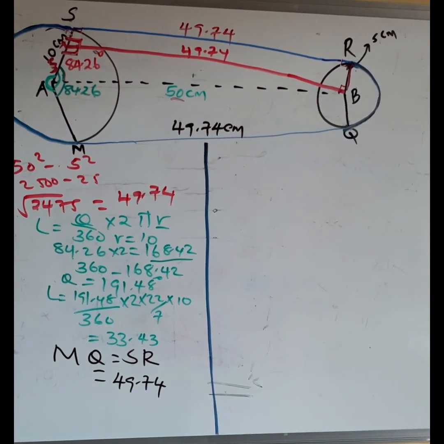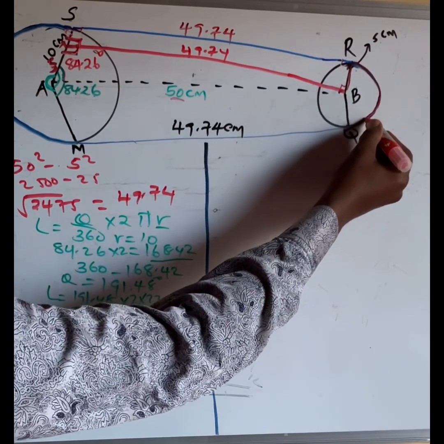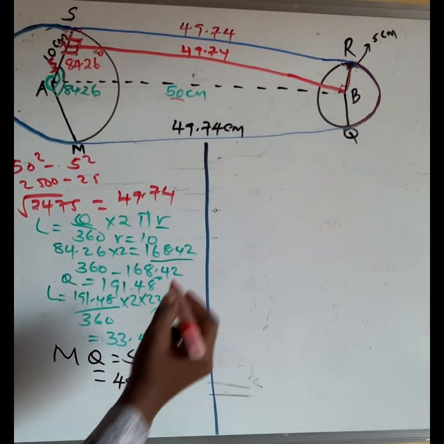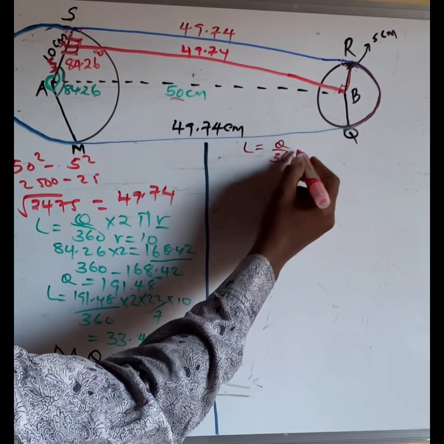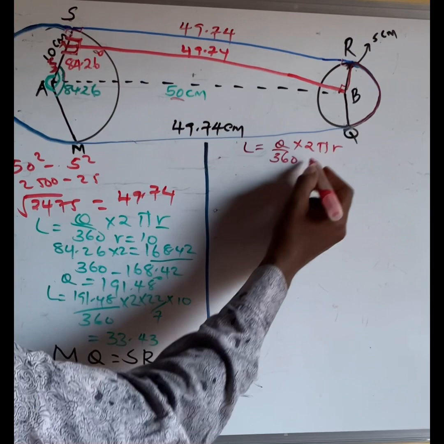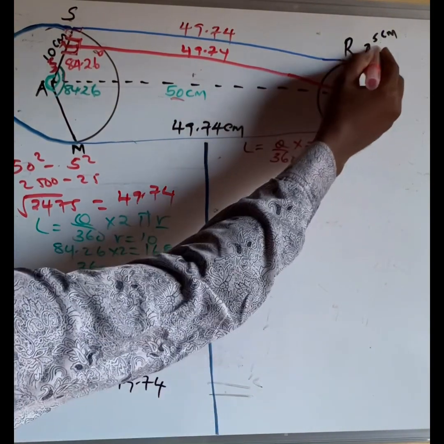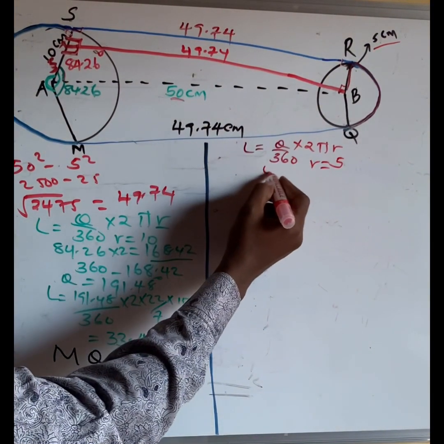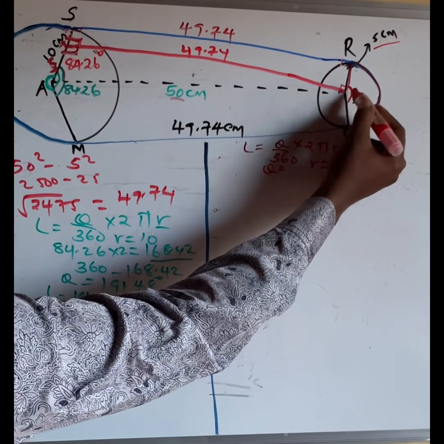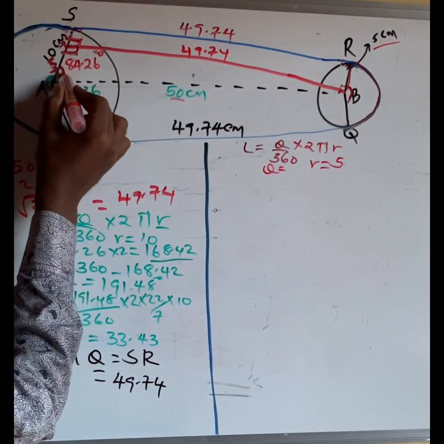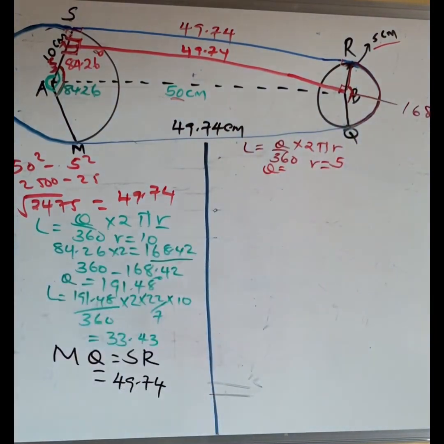Our last step is to get the length of this arc RQ. And the only way we can get it is to use the formula length equals theta over 360 times 2 pi r. In this case, the radius r of this circle is 5. But what we're lacking is this angle theta. Now, for us to get this angle theta, ideally this angle is equal to this one. So I expect this one to be 168.42. I will show you why.